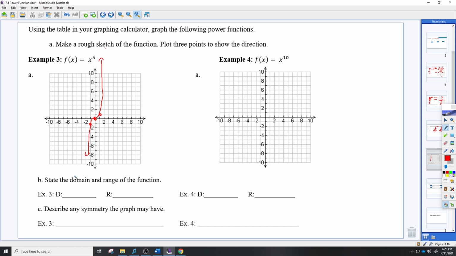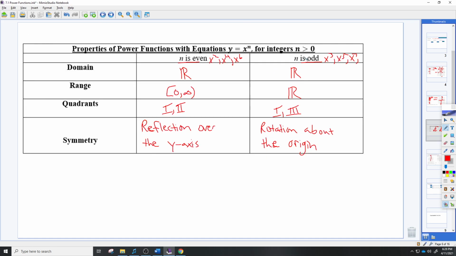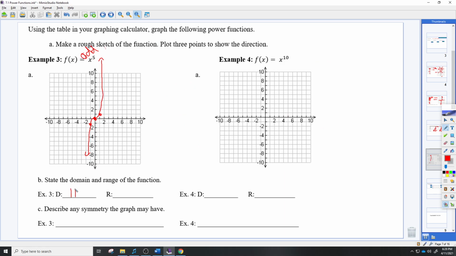So let's go ahead and go down here and check out some of the answers. What's the domain and range of this x to the fifth? Which, without even graphing it, we should have known what that would be. Odd powers, this is odd. Odd powers, you go back to the little table. Odd, just going to use this. All real numbers, all real numbers. So domain and range is all real numbers.